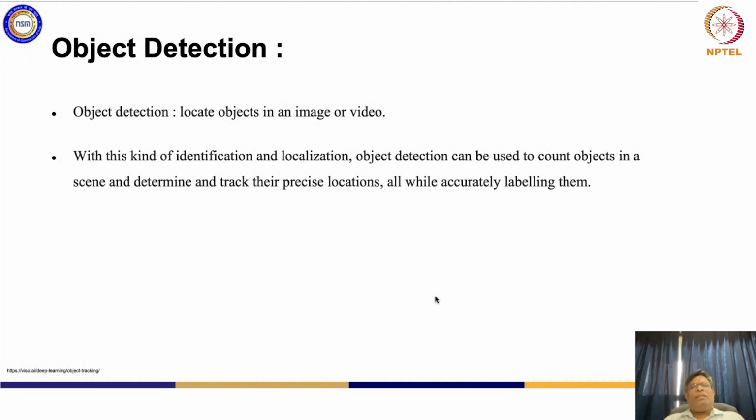Okay, so let's try to understand object detection. Object detection basically is to locate objects in an image or a video. With this kind of identification and localization, object detection can be used to count objects in a scene and determine and track their precise location. You have to accurately label them along with tracking their precise location.